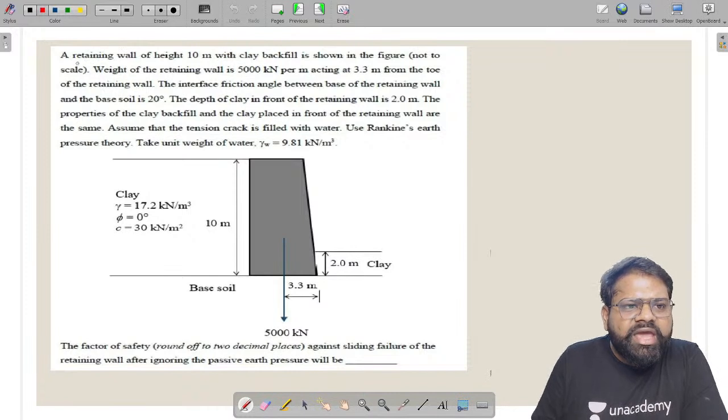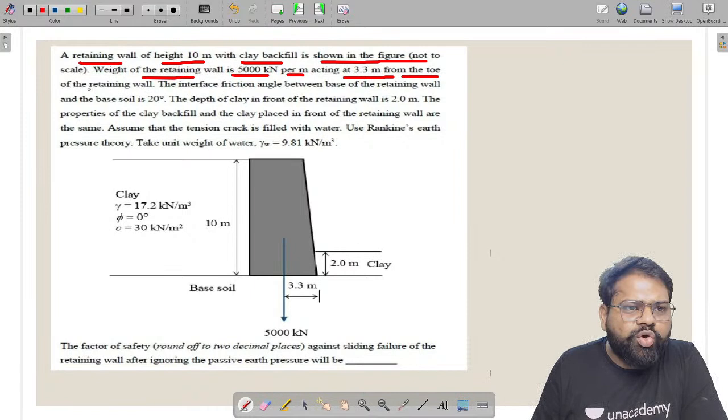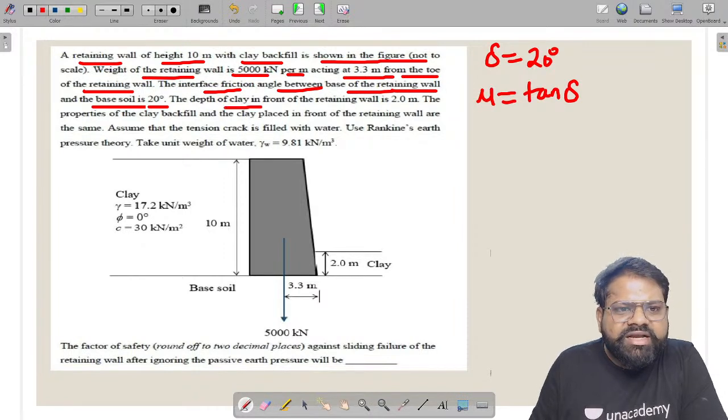So what he is saying: a retaining wall of height 10 meters with a clay backfill is shown in the figure. The weight of the retaining wall is 5000 kilonewton per meter acting at 3.3 meters from the toe of the retaining wall. The interface friction between the base of the retaining wall and the base soil is delta. Your delta is given as 20 degrees, and as you know the coefficient of friction mu is equal to tan delta. The depth of the clay in front of the retaining wall is 2 meters, and the properties of the clay backfill and the clay placed in front of the retaining wall are the same.